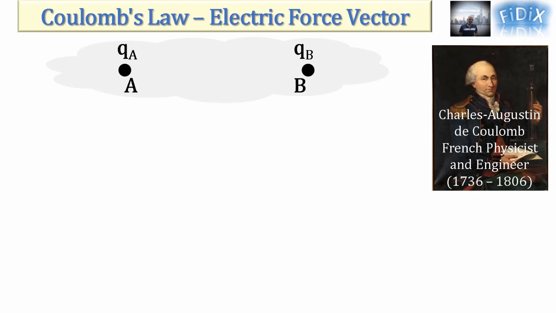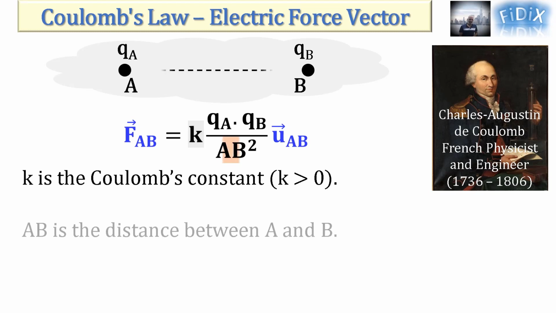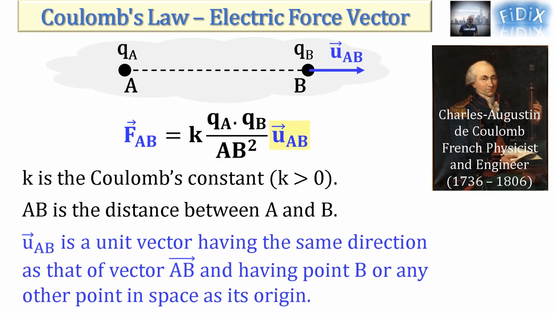The force exerted by the particle of charge QA on that of charge QB is given by this formula, where K is the Coulomb's constant and has a positive value that depends on the medium where the particles are. AB is the distance between A and B, and UAB is a unit vector having the same direction as that of vector AB and having point B or any other point in space as its origin.